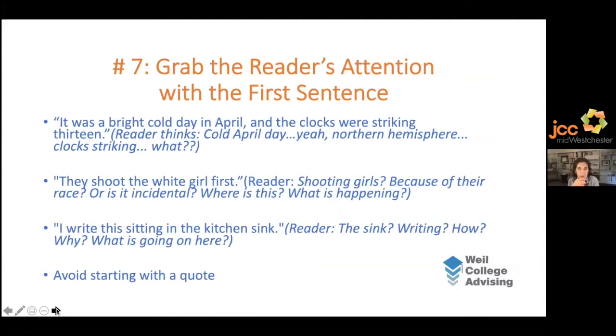Avoid starting with a quote. That is a personal preference. I feel that has been done so much. There's nothing wrong with that, but I avoid it because it feels like, well, I didn't know how to start, so boom, here it is, a quote. I am not a fan of quotes. Again, there's nothing wrong with it, but I encourage my students to just be themselves and not use quotes.